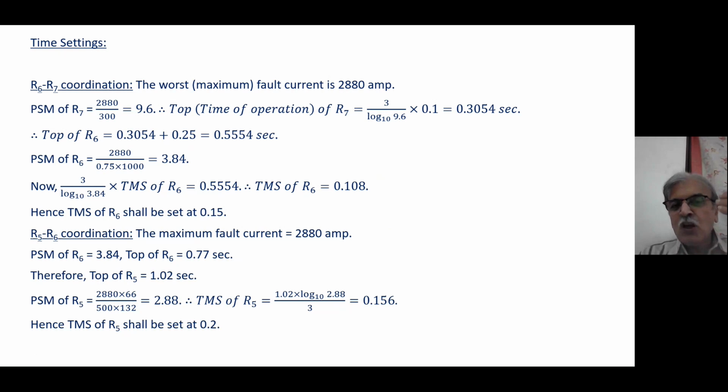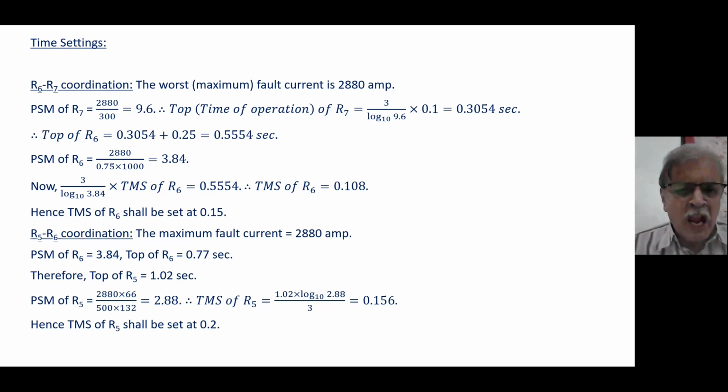And I cannot set 0.108 because that is not settable. Settable is what? Settable is in multiple of 0.05. I can set 0.05, 0.1, 0.15, 0.2, 0.25. So after 0.108, I set 0.15. So now finally 0.15 is my TMS of R6.